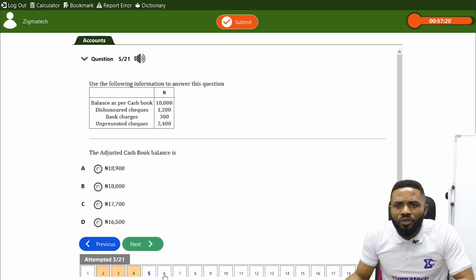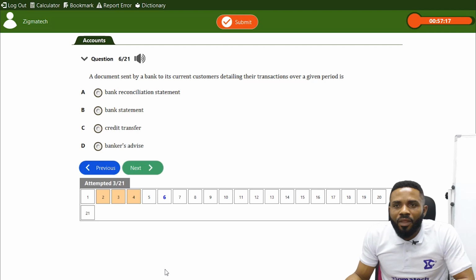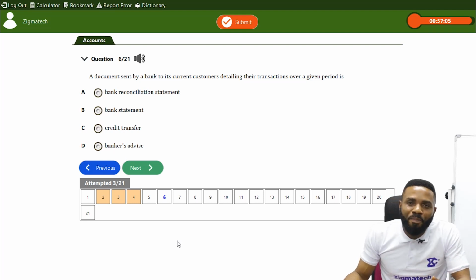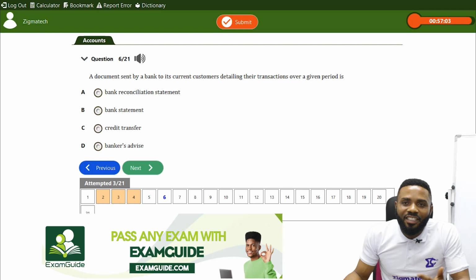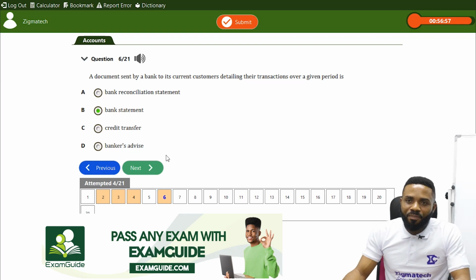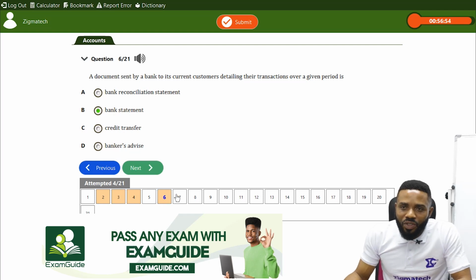Okay, the fifth one. A document sent by a bank to its current customer detailing their transactions over a given period of time is what? A is bank reconciliation statement. That's not correct. Bank statement, credit transfer, banker's advice. It is bank statement. That's B. Let's look at question 7.